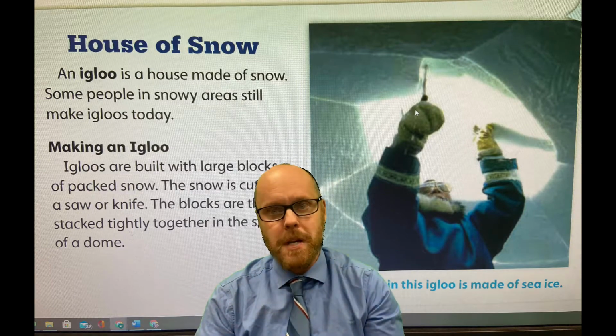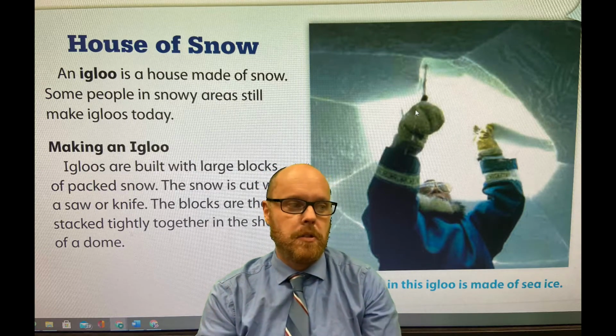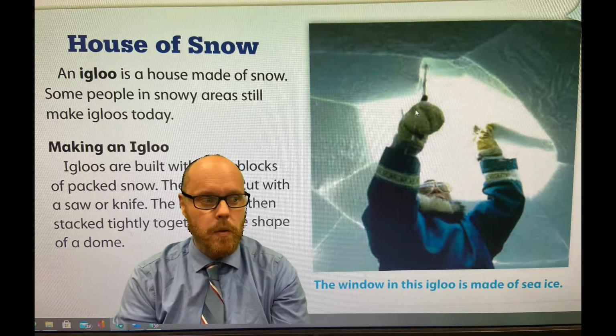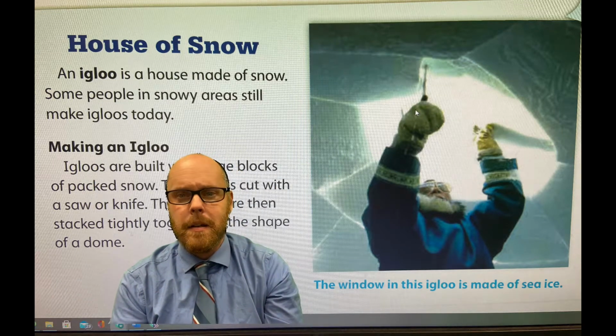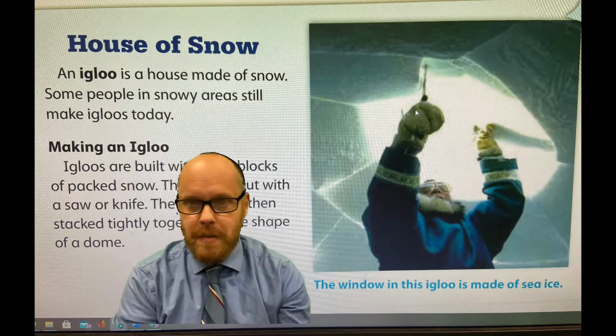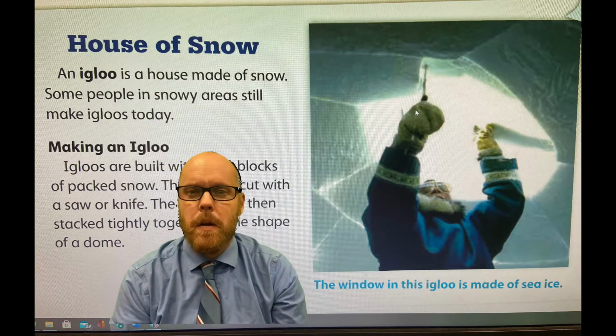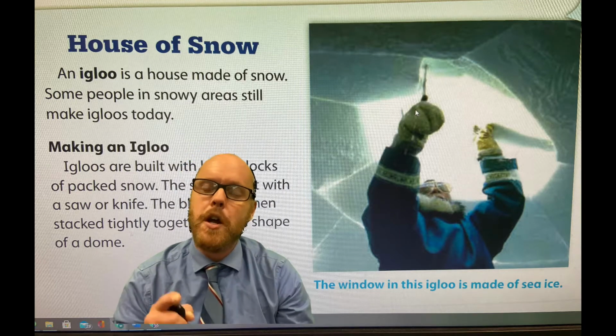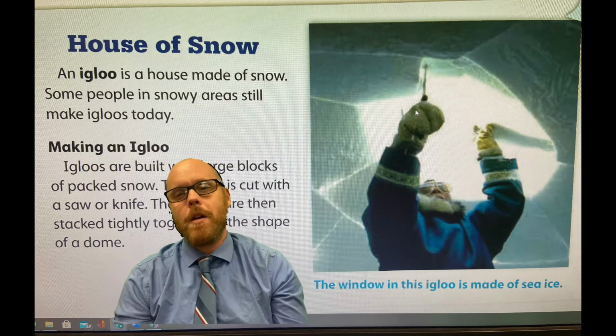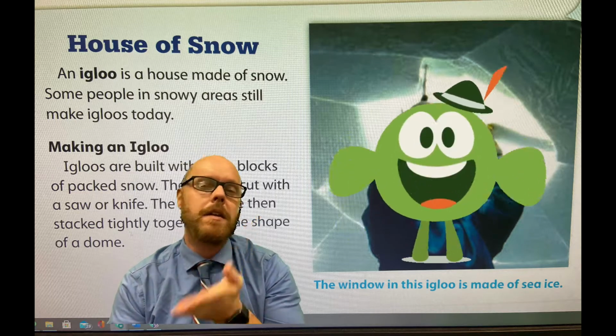Now take a look at the picture. Underneath it shows the window in the igloo is made of sea ice. Well, if I was just looking at this picture, I would have no idea what this was talking about. But with the caption underneath the picture, well, we're able to figure out that right there is sea ice, and that's pretty cool.